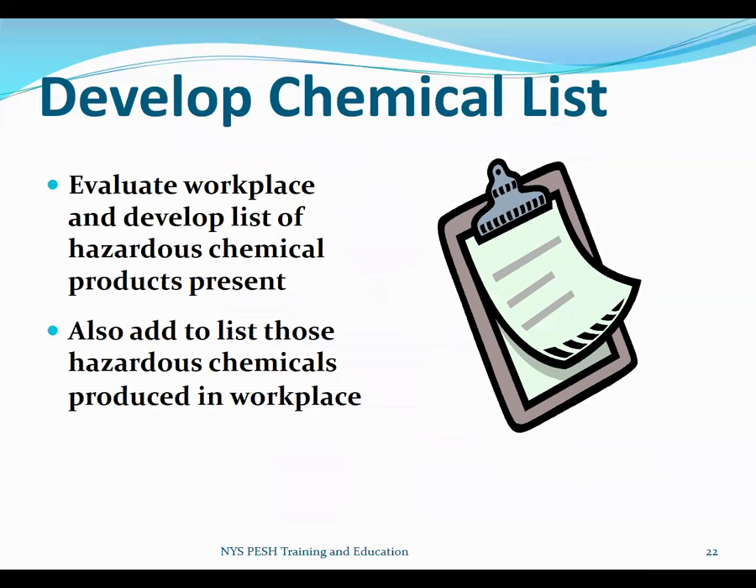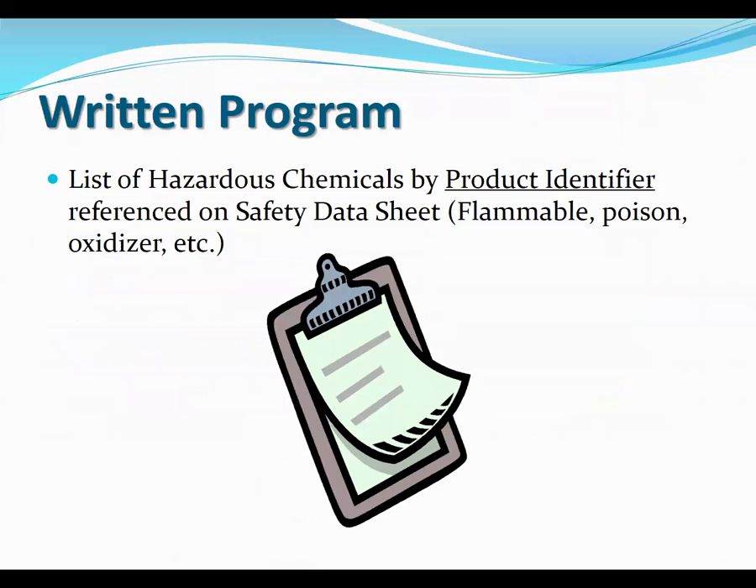Developing a chemical list, we evaluate the workplace and develop a list of hazardous chemicals. Also add to the list those hazardous chemicals produced in the workplace. The written program will have a list of these hazardous chemicals by product identifier referenced on the safety data sheet. Examples would be flammable chemicals, poisonous, oxidizers, etc.